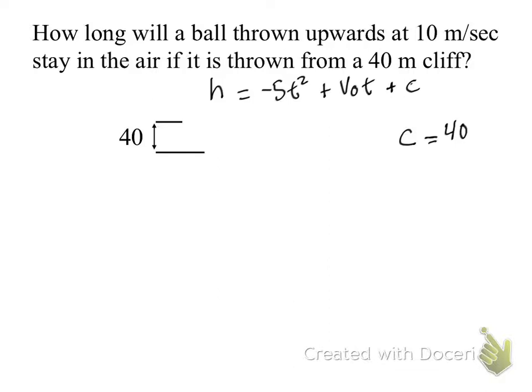Yes. 0. H is 0 because how long will it be in the ground? I'm throwing the ball. Okay, let's do something a little less dangerous. I'm throwing the ball. H is the ending height. Where does it end? 0. Okay, sorry. 0.